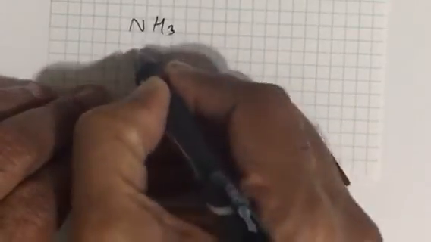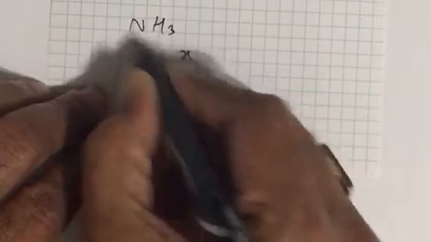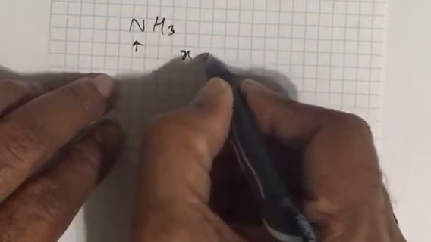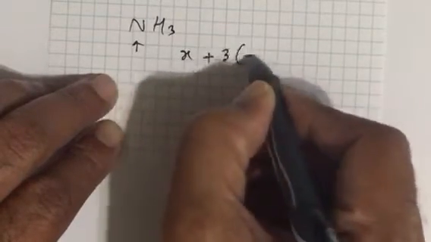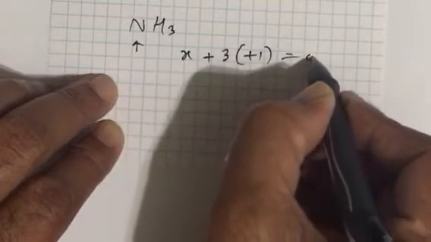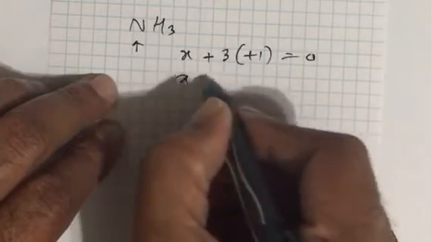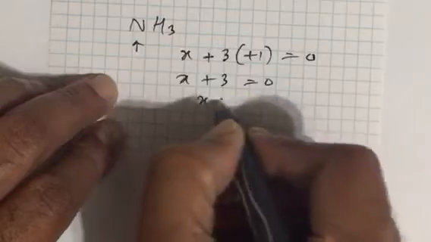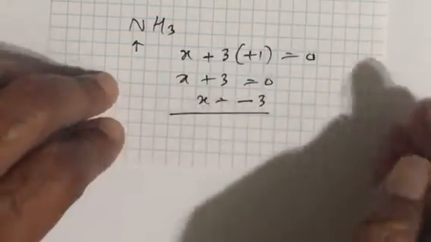Let's take another example. You want to find what is the oxidation number of nitrogen in ammonia. As usual, nitrogen is not known, X. Plus, there are 3 hydrogens, so 3 times plus 1 is equal to 0. So X plus 3 is equal to 0. X is equal to minus 3.